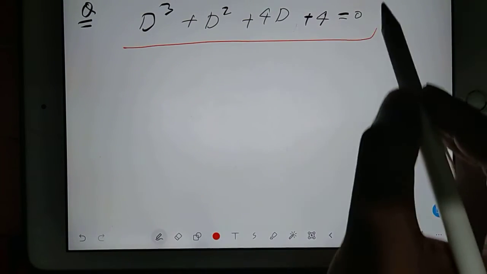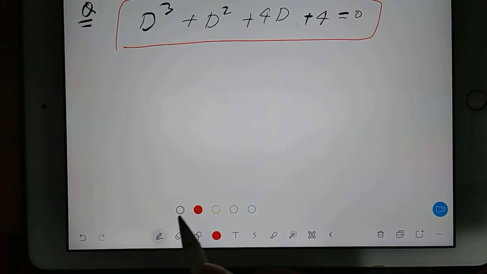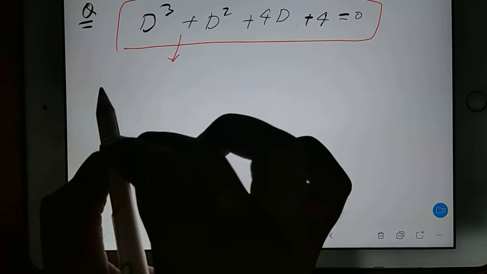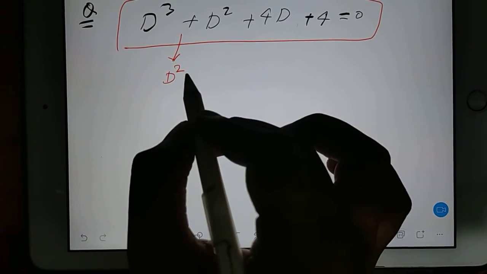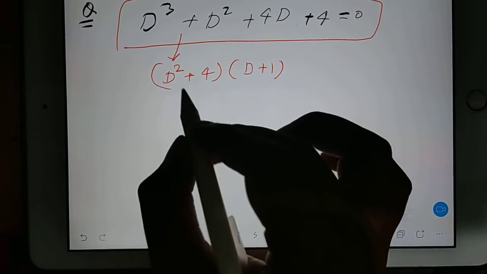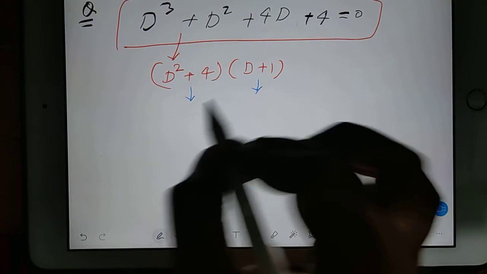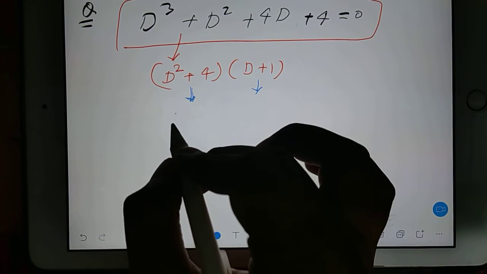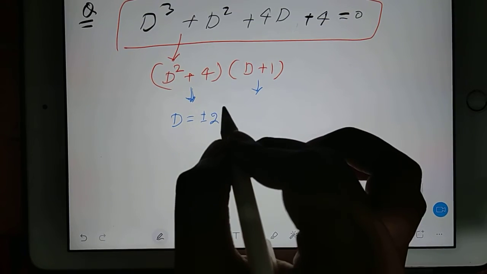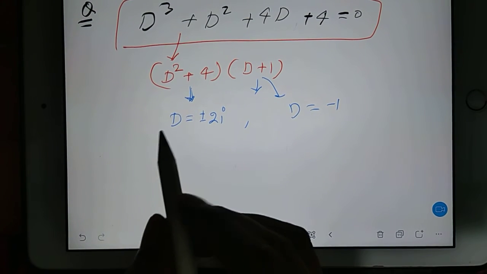Now you see, in this equation, you should know how to solve a cubic equation. So you have to learn how to solve a cubic equation. When you solve a cubic equation, you will find 3 roots. So actually this equation you can break as (D square plus 4) and (D plus 1). After breaking this equation, this factor will give you 2 roots and this factor will give you 1 root. So from this equation you will find D is equal to plus minus 2i, an imaginary number, and this will give you minus 1. So in total you got 3 roots.